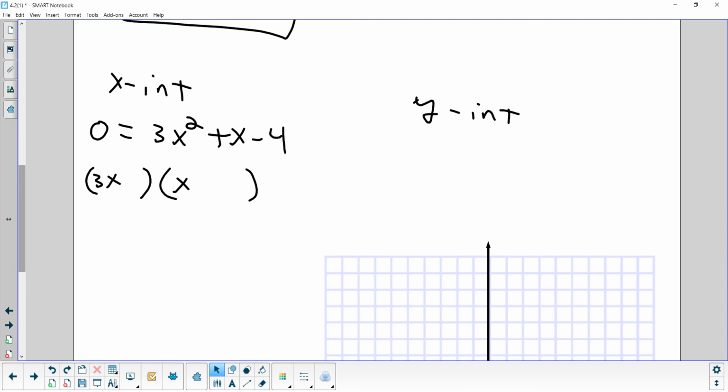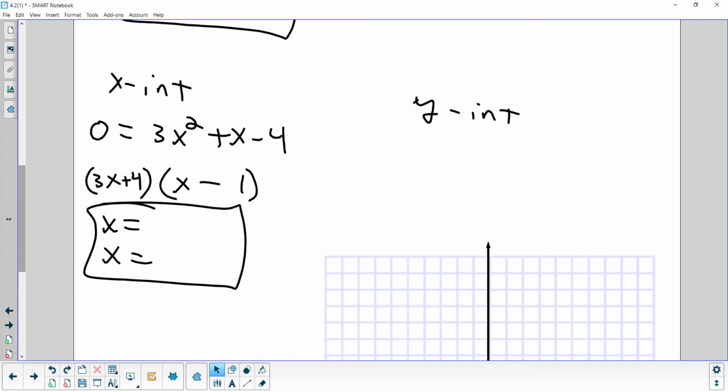I hope. That would be a 3x and an x. We would need a 1 and a 4. And then we would need a plus and a minus. Let's check. 3x squared minus 3x plus 4x. What's minus 3x plus 4x? X. Perfect. All right. So x-intercepts. I get 2 of them. This is going to cross the x-axis twice. What's my first x-intercept?